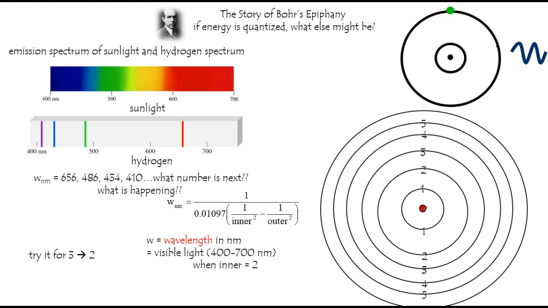Try it for 3 to 2. 3 is your outer shell, 2 is your inner shell. If you plug in a 3 there and a 2 there, a quarter minus a ninth, you'll end up with 656 nanometers. That has real meaning. So it's good to know the math, but it's also good to know what's physically believed to be occurring. That little line right there, this red wavelength of light, this photon of light, is being caused when an electron in a hydrogen atom goes from the third shell to the second shell. So that's a different model of the atom than other people had thought of before.